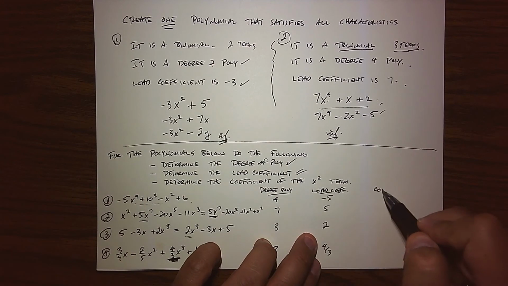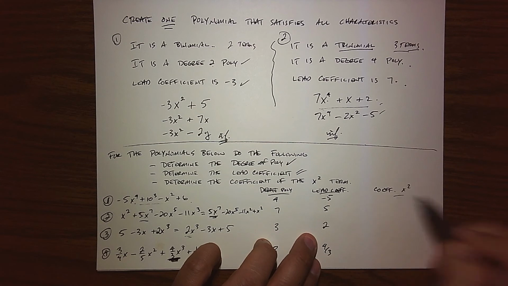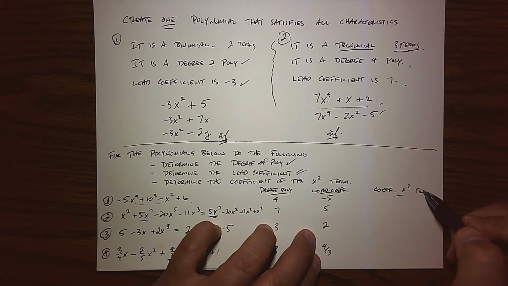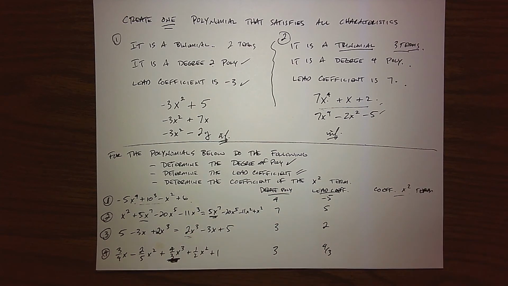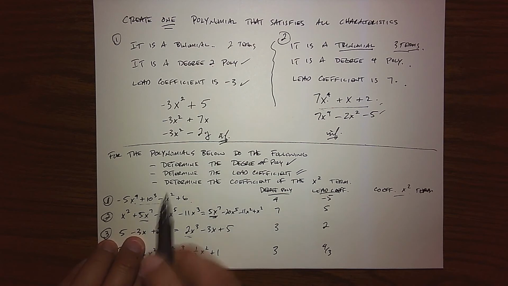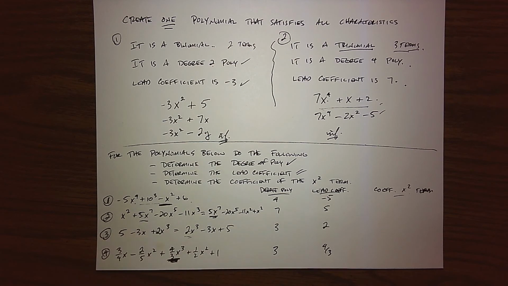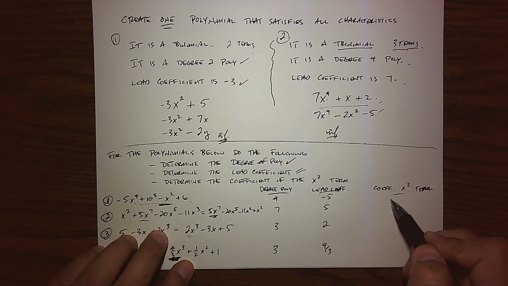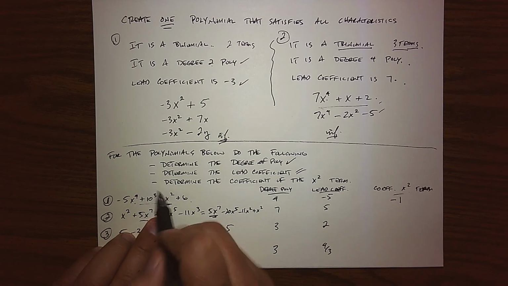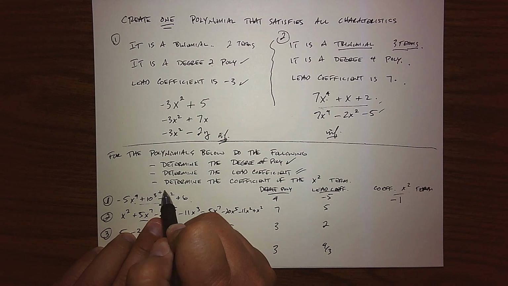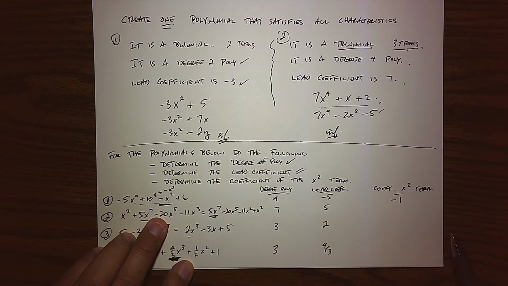And now the last one is, what's the coefficient of x squared? That means we're going to go look at the term that has x squared in it and look at its number part. So looking at this first one, here's the term that's x squared, and the number part is actually -1. Because if you go back to subtraction, subtraction is the addition of an opposite. So this would be a -x squared term. So the coefficient of x squared is just -1.